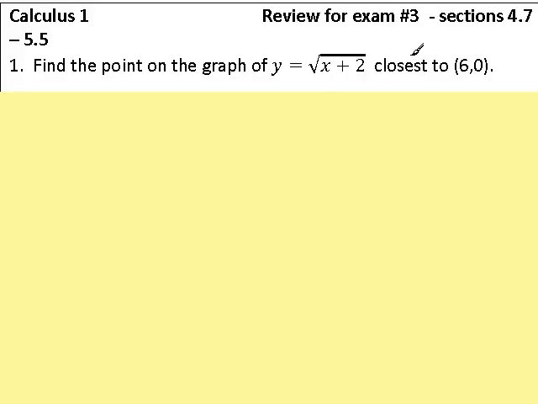Review for exam 3. In number 1, we want to find the point on the graph y equals square root of x plus 2 that's closest to the point (6, 0). Let's draw a little picture.